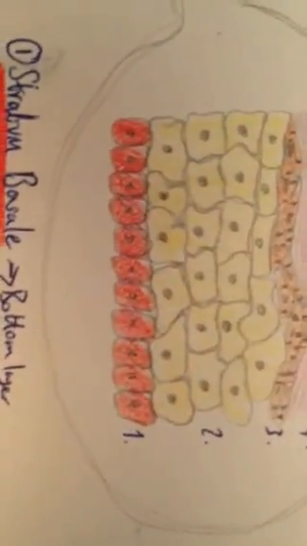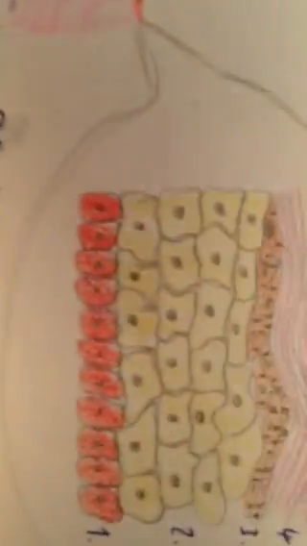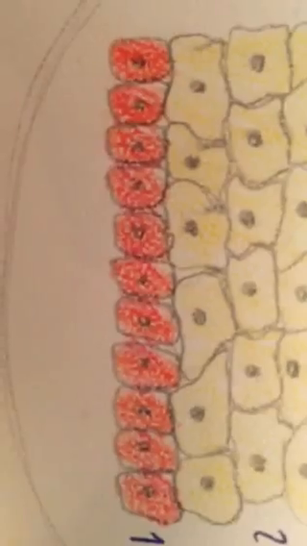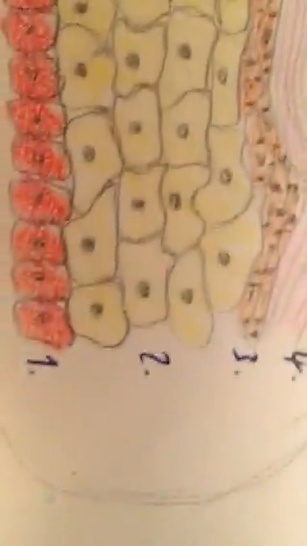It's made up of stem cells that divide and push upwards, and as they move upwards, they get flattened. And what happens when they get flattened? They turn into these cells, as seen on number 2, and these cells are called stratum spinosum.